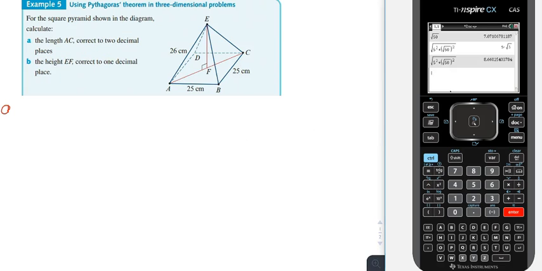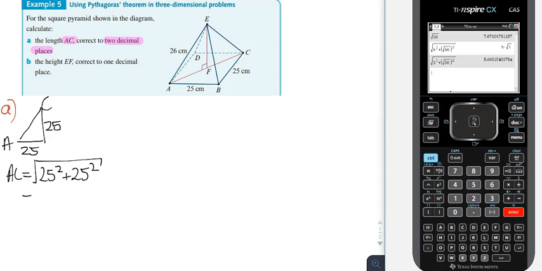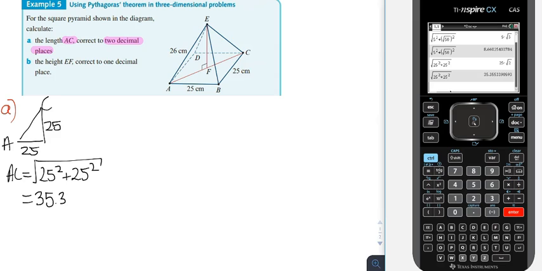Example 2. So example 2 is a pyramid example. We're first asked to find AC, and then we're asked to find the length of EF, so that height of EF. So part A, 2 decimal places for AC. So again, draw your triangle that includes the AC. So this is an ABC triangle with side lengths of 25. So square root of 25 squared plus 25 squared is going to give you the length of AC. Again, that's calculator. And we get out 35.36. And this is centimeters.